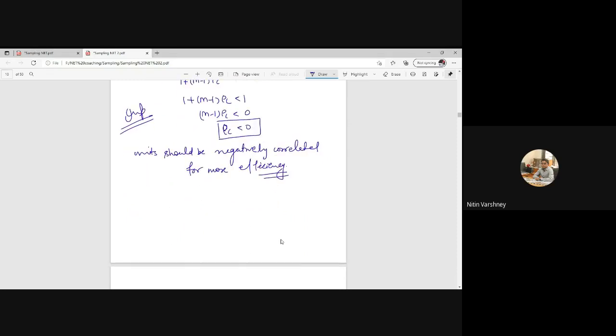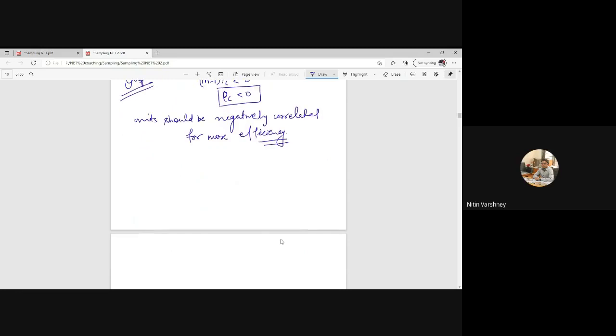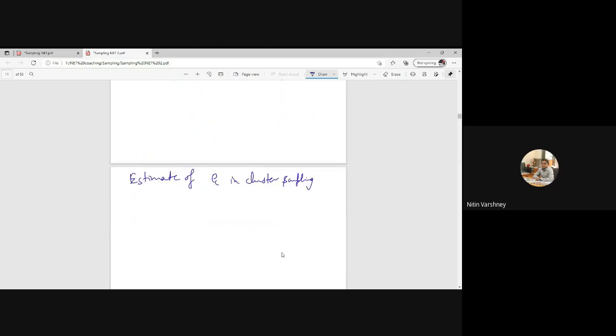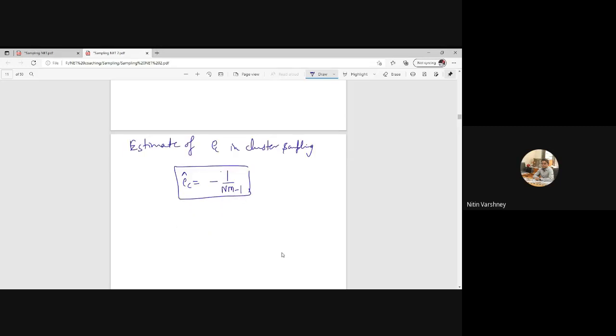One last important point of this cluster sampling is the estimate of rho c, that is the interclass correlation coefficient in cluster sampling. If I write directly, the estimate of rho c is minus 1 upon nm minus 1. Remember this. How will we calculate this?